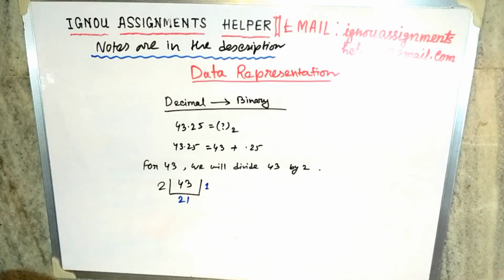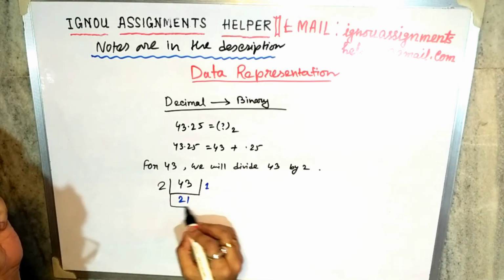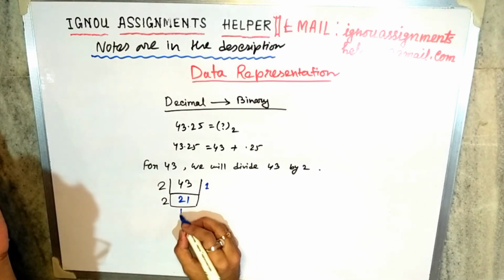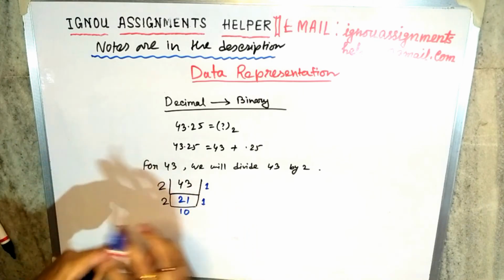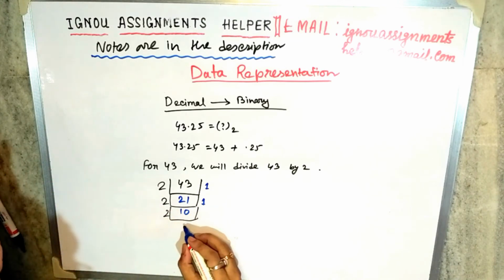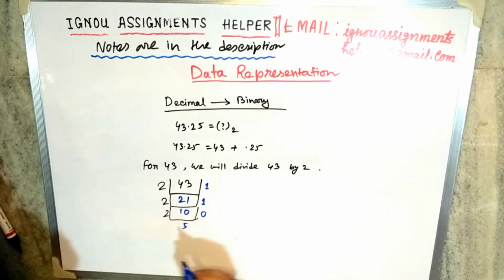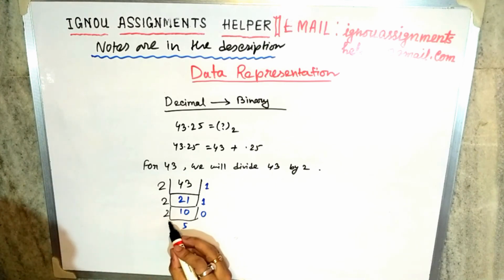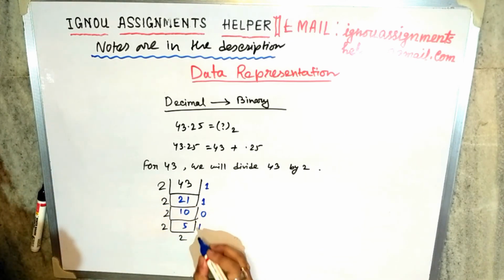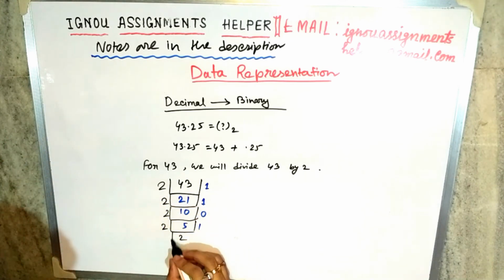So now what we'll do, we'll again divide it by 2, and this time it will be 2 into 1, 0, so again 1 will be the remainder. Now this time again we'll divide it by 2, so this will be 5, and there will be no remainder, so we'll write here 0. Now in the next step, we'll divide it by 2 again, and this is 5, so the remainder will be 1, and then we'll divide it by 2, so this will be 1, this will be 0.